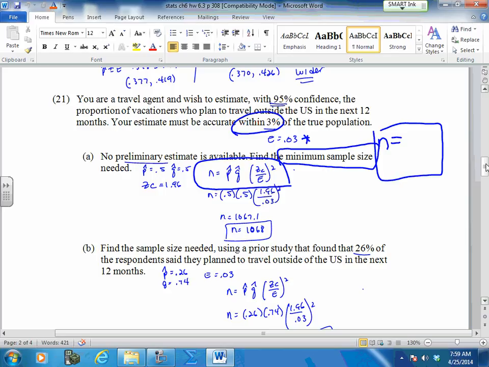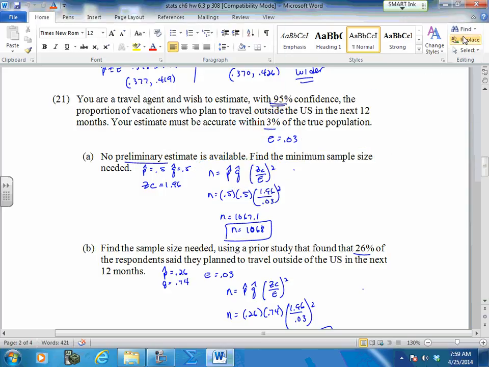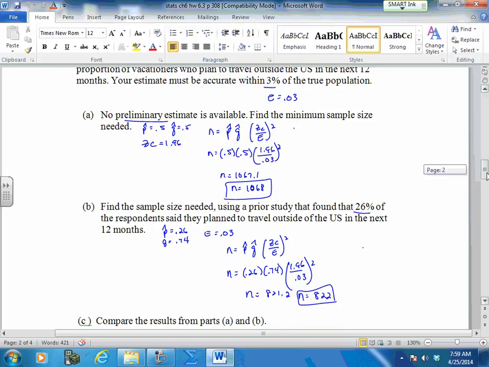Okay, then it turned around and it said, okay, now find me the sample size if in fact I knew from past information that 26% of them said they plan to travel out of the United States in the next 12 months. There's my P hat, there's my Q hat. This right here is what changed. Everything else stayed the same. Okay? So now you got a little bit smaller. You're a little bit more exact on your information.